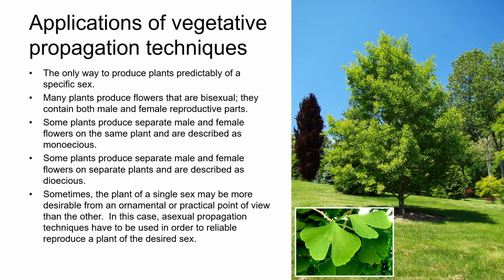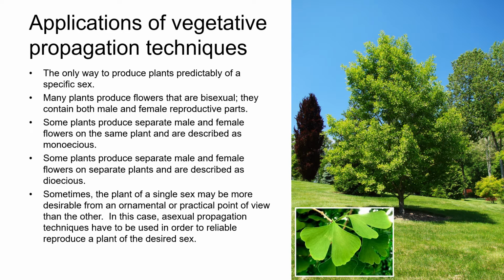Some plants produce separate male and female flowers on separate plants, and these plants are described as dioecious, meaning two houses. Sometimes the male or the female plant of a species that's dioecious may be more desirable from an ornamental or a practical or a biochemical point of view. In this case, asexual propagation techniques have to be used in order to reliably reproduce a plant of the desired sex. An example of this is the ginkgo tree, pictured here on the right, which is a popular ornamental tree both in residential gardens and as a street tree.